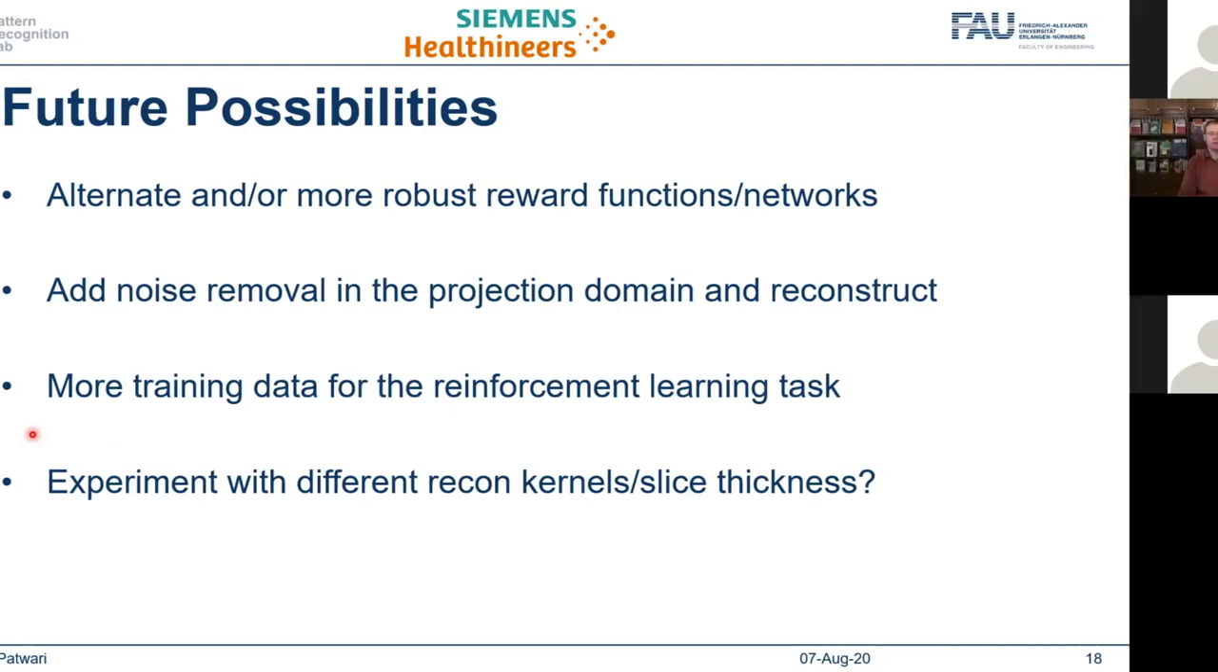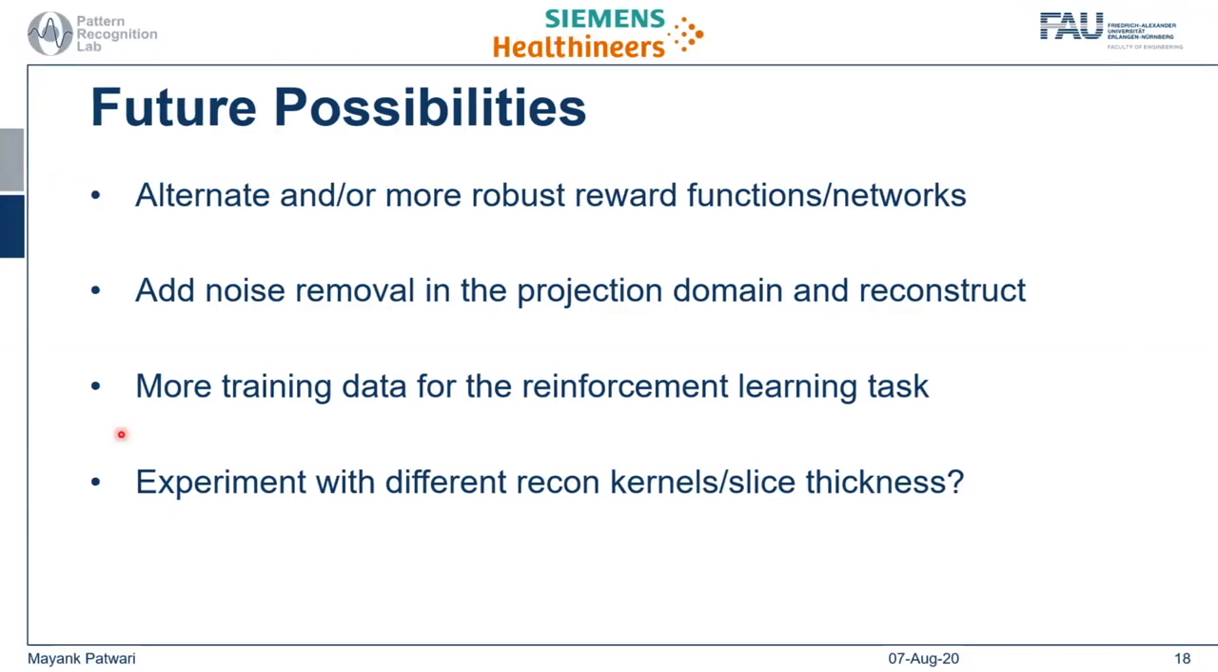And the last point would be to experiment with different reconstruction kernels and slice thicknesses. So right now we just use a single reconstruction kernel, the B40 reconstruction kernel, and we use a slice thickness of 1 millimeter. Does it behave differently when we have thicker slices or when we have sharper kernels? That would be interesting to find out as well.